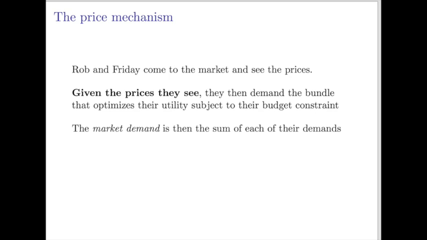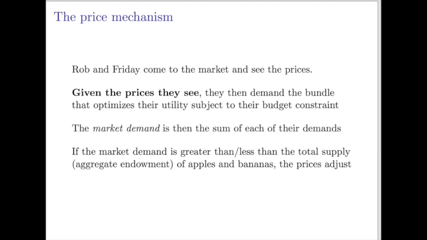The market demand is the sum of each of their demands. We take the demand for each of the goods for each of them. So we add up the demand for apples for all the Robs and all the Fridays. We add up the demands for bananas for all the Robs and all the Fridays. That gives us the market demand for apples as well as the market demand for bananas.